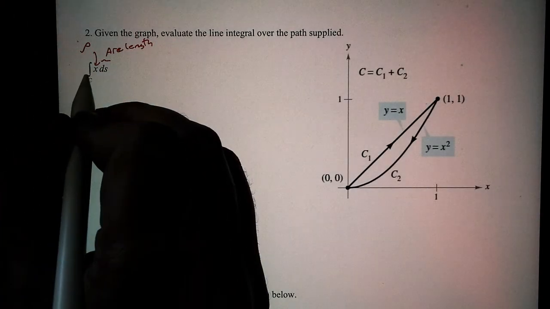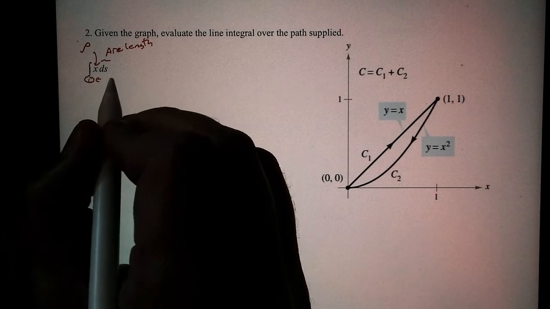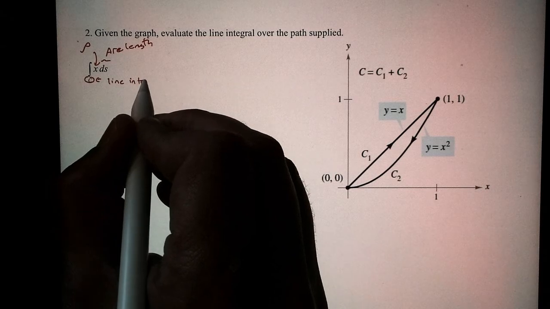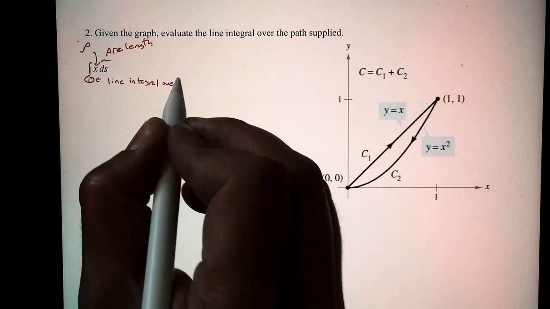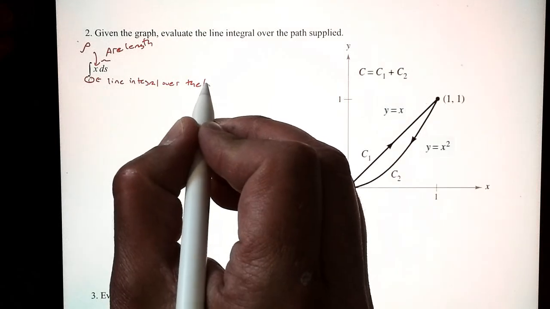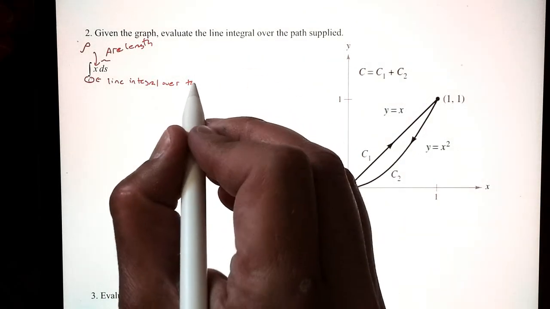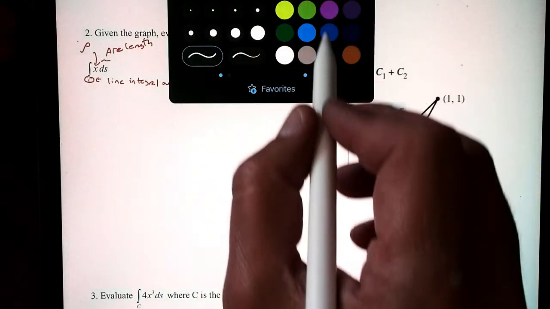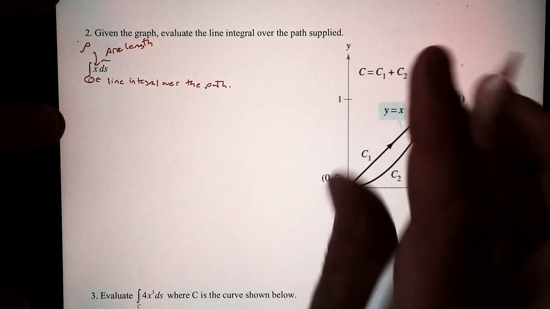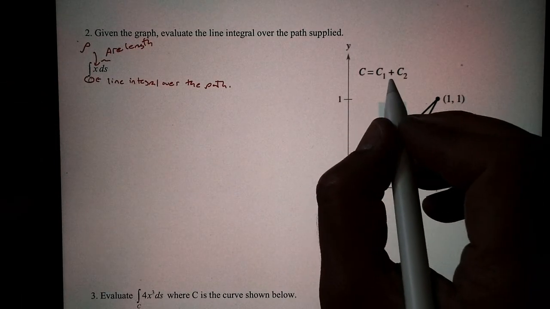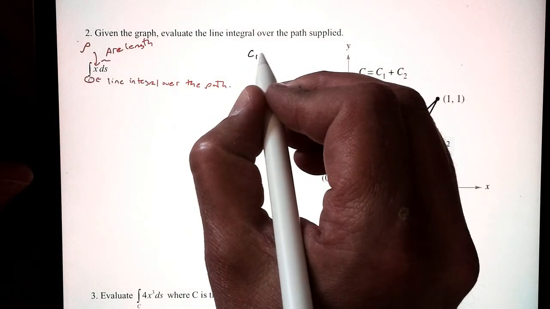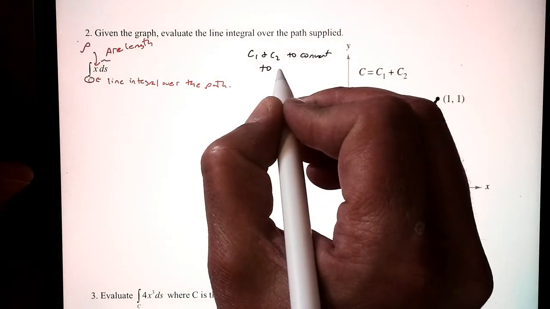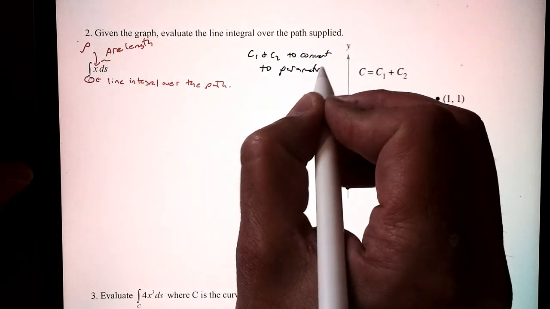And then we see the C right here. Remember, the C is telling us we are looking for the line integral over the path. Oops, can't spell path. Over our path. So let's go ahead and see how we would solve this one. The first thing we have to do is change our paths into parametric. So we need C1 and C2 converted to parametrics.